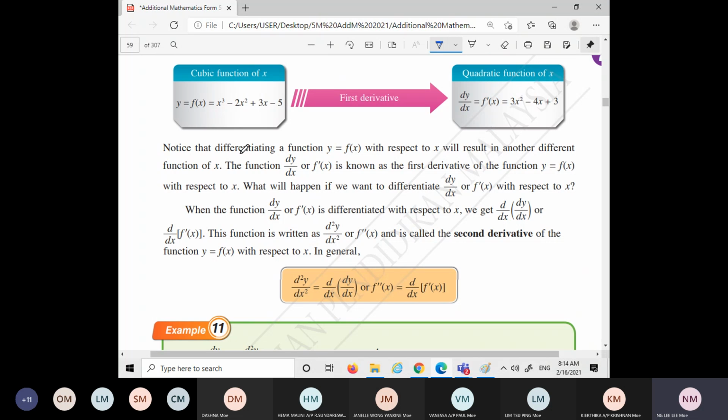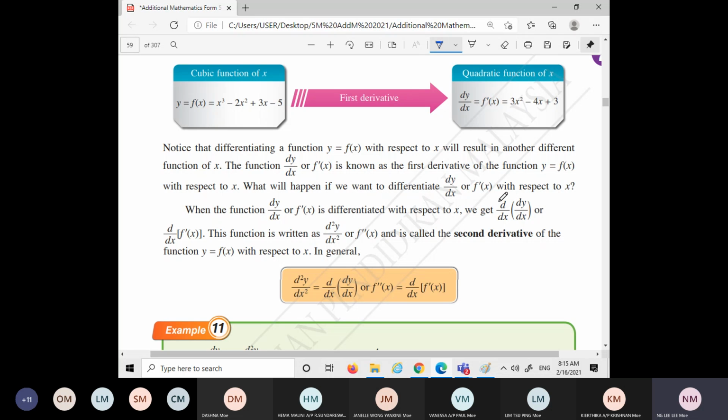You go through the text for a while. Notice that differentiating a function y = f(x) with respect to x will result in another different function of x. The function dy/dx or f'(x) is known as the first derivative of the function y = f(x) with respect to x. What will happen if we want to differentiate dy/dx or f'(x) with respect to x? It means you differentiate this one more time. When the function dy/dx or f'(x) is differentiated with respect to x, we get this.